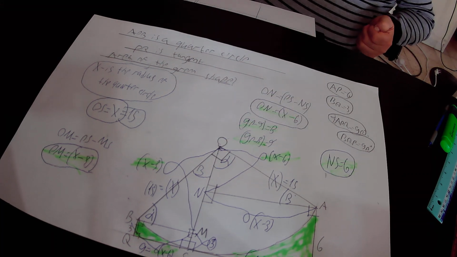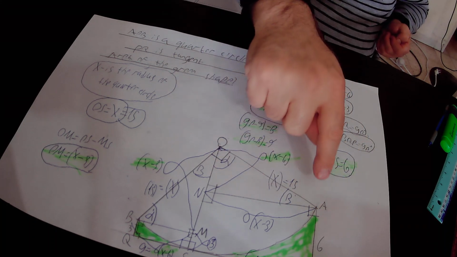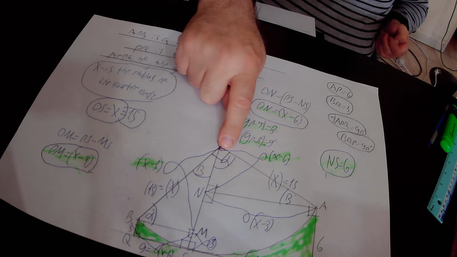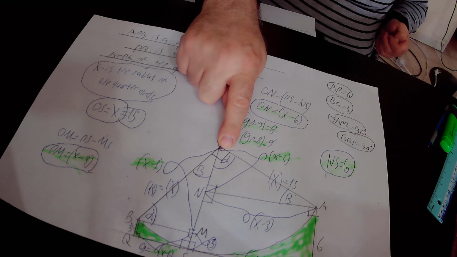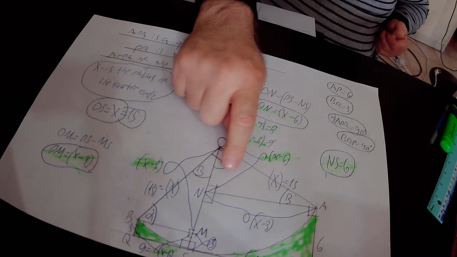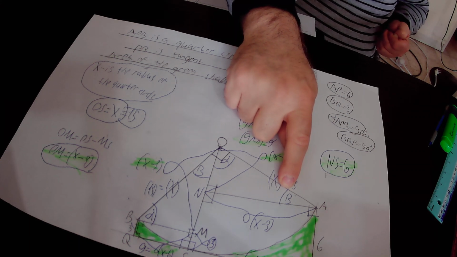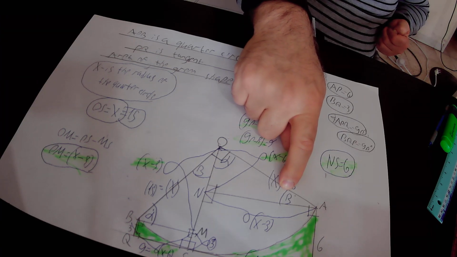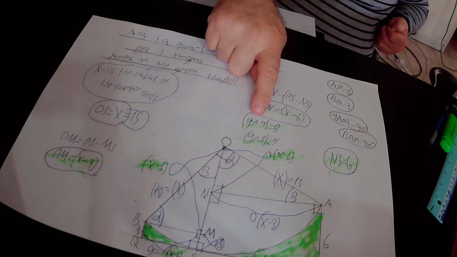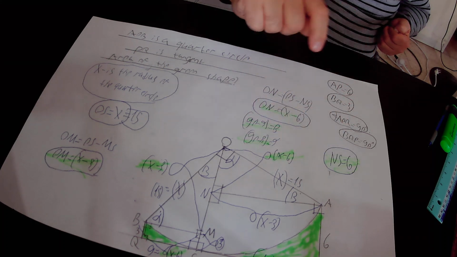In the next step, we focus on this right triangle, triangle AON. In the right triangle AON, we define this angle as alpha. So this angle equals alpha, and this angle equals 90 degrees. Therefore, this missing angle must equal 90 degrees minus alpha, according to the rule that the sum of the angles in any triangle equals 180 degrees. We define 90 degrees minus alpha as beta, therefore the missing angle here equals beta.